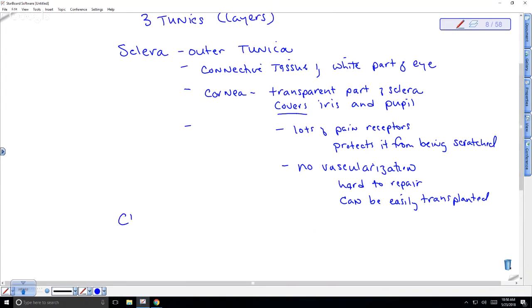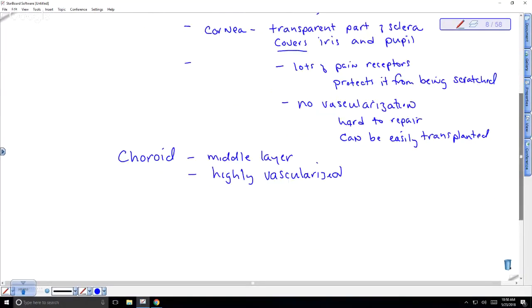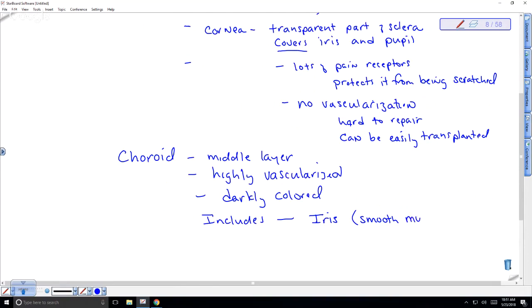Okay, so we have the middle layer, which is the choroid. It is highly vascularized, so there's lots of blood supplied to it. It is darkly colored, and it includes the iris. So what type of muscle is the iris? Smooth muscle. Remember, it's innervated by the autonomic nervous system to cause constriction and dilation.